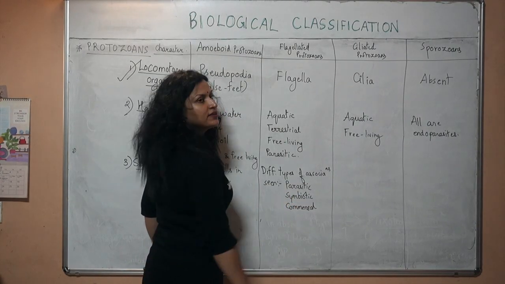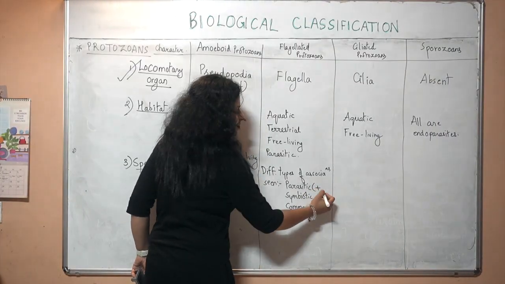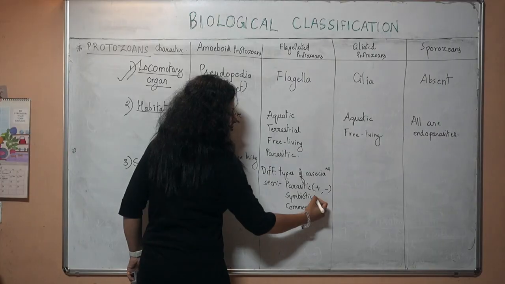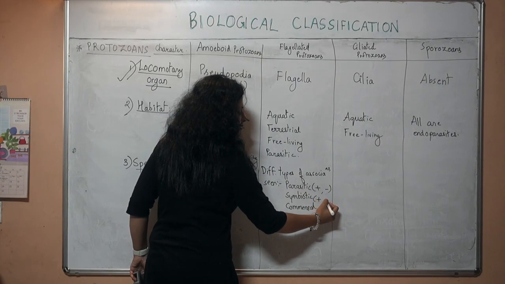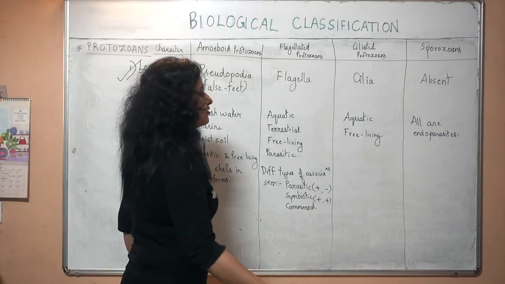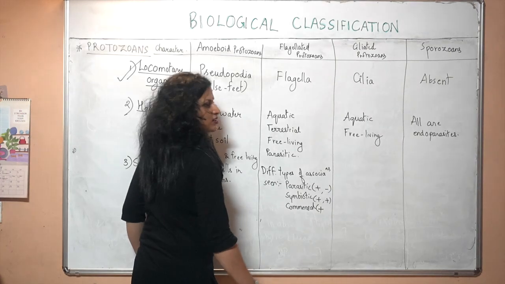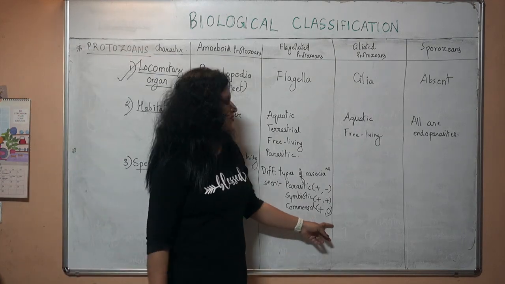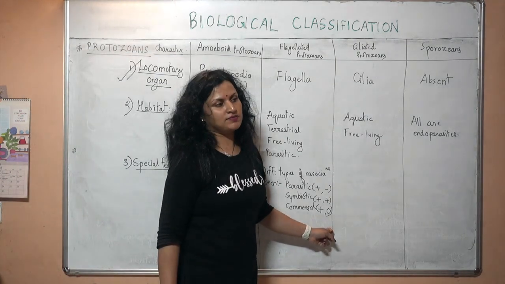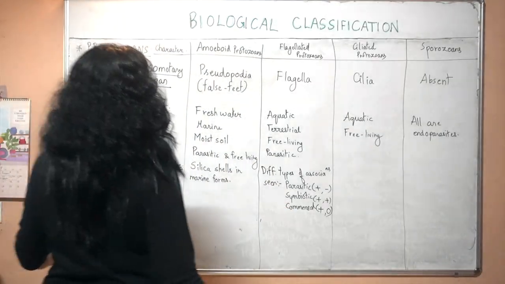Parasitic, symbiotic and commensal relationship. Parasitic, as you know, the one organism benefits, the other gets harmed. Symbiotic, this one will also benefit, and the other organism with which it is associated will also get benefited. In a commensal relationship, this will benefit, and the other organism on which it lives will not be affected. No positive, no negative also. So that is the special feature of the flagellated protozoans.